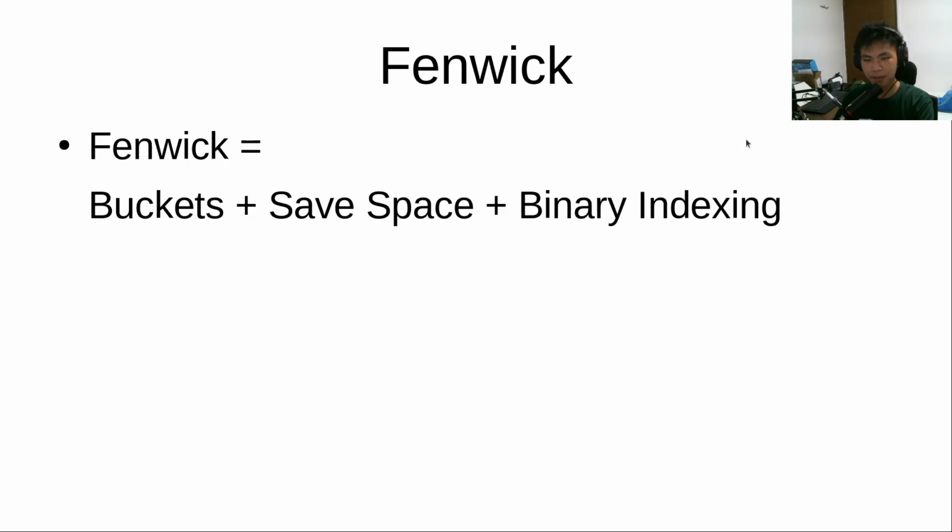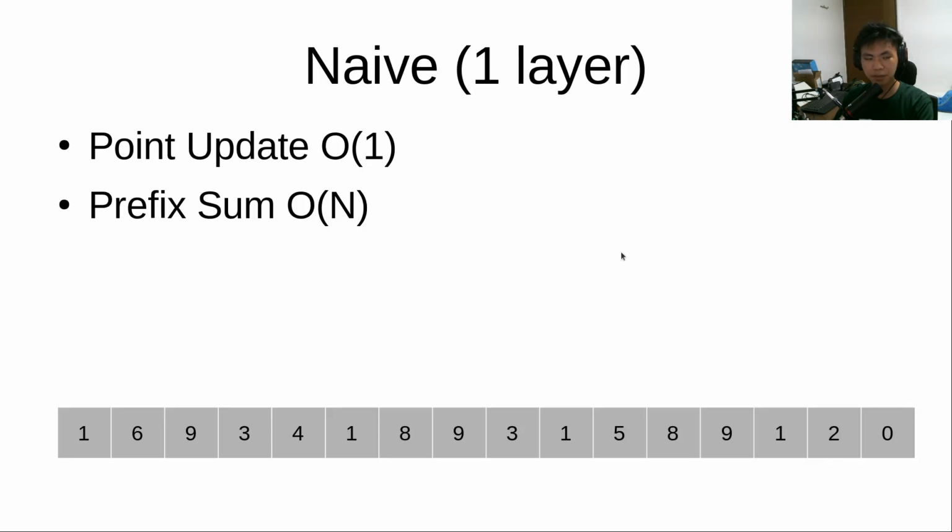Here's a summary of what I'm going to talk about next. The Fenwick tree is multi-layer buckets plus some amount of space saving using an observation, and also making use of binary indexing. I'm going to slowly get to buckets, but first let's talk about the naive method. If I want to perform point updates and prefix sum queries, one way is just to have a naive array, with every element being one element in the array.